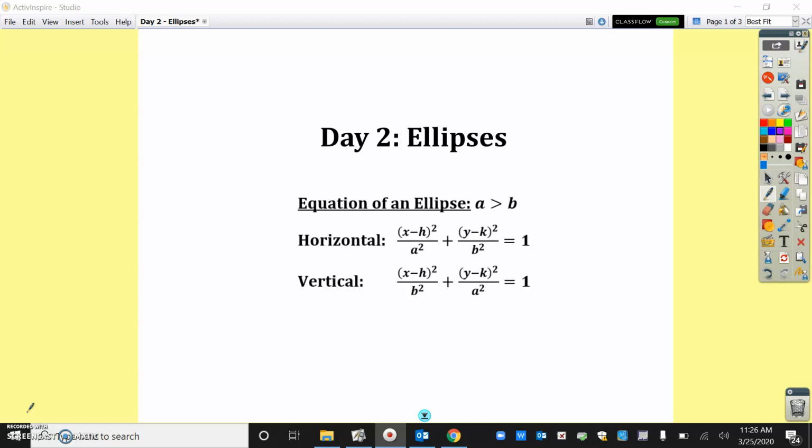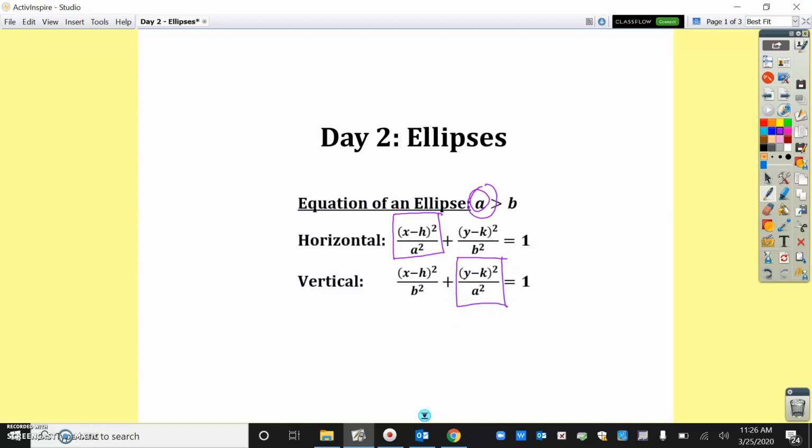This should be a review because we graphed ellipses before spring break, so let's just jump right in. Just remember that your A and your B describe how the ellipse is stretched horizontally or vertically. So if you see your big number underneath the X, it's horizontal, and if you see your big number under the Y, it's vertical.